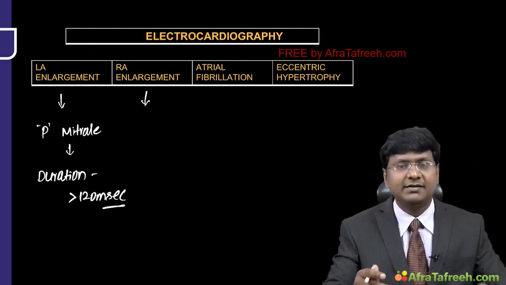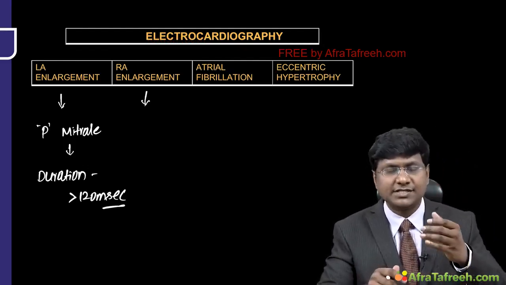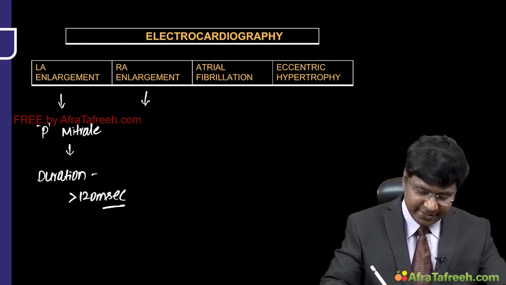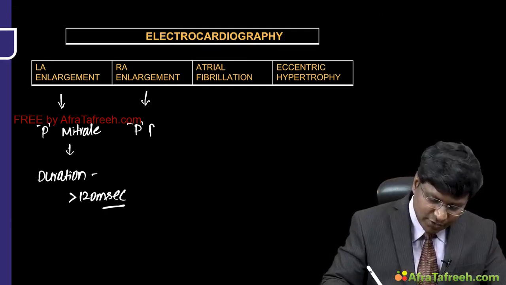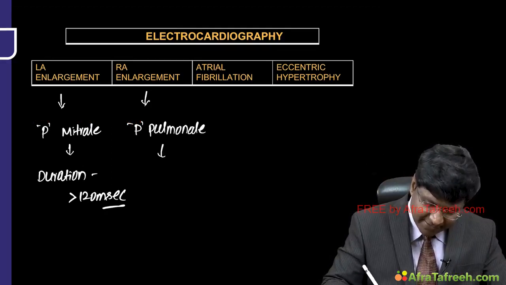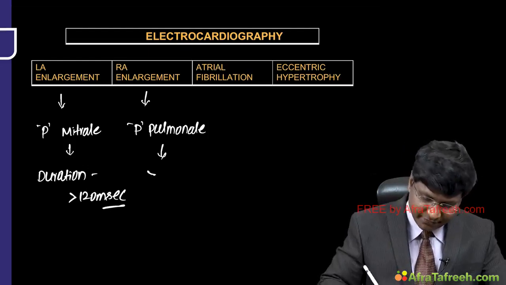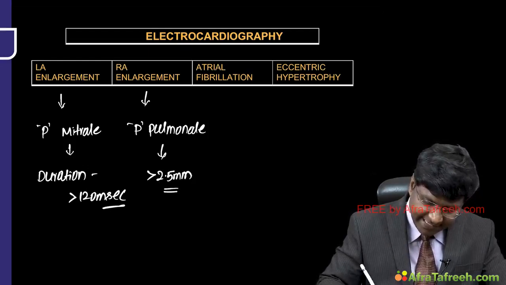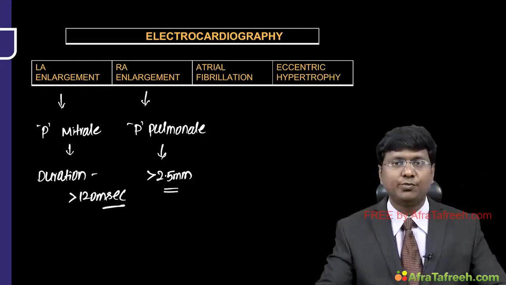Then when there is severe pulmonary hypertension causing right ventricular hypertrophy and subsequently right atrial enlargement, these patients also have the P pulmonale. So what do you understand by the word P pulmonale? The amplitude of the P wave will be more than 2.5 mm.